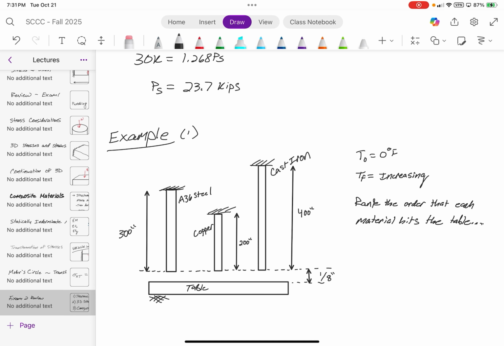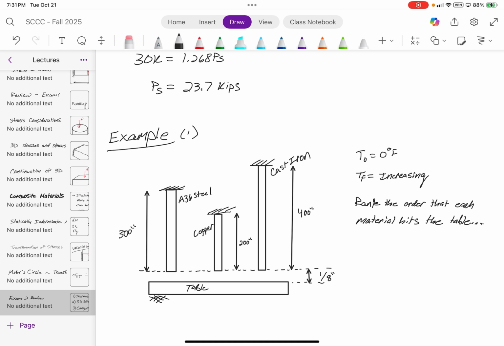All right. This problem is a race kind of problem. Temperature is just continually increasing. I just want you guys to tell me what material is going to hit the table first, then second, then third. Yeah, it's a race problem.